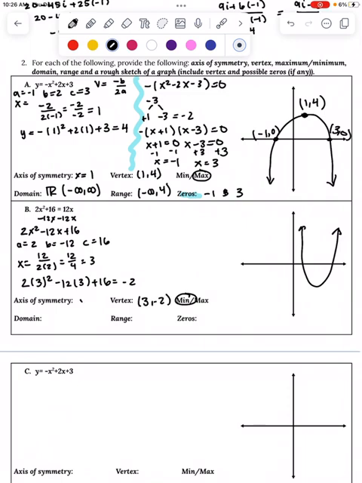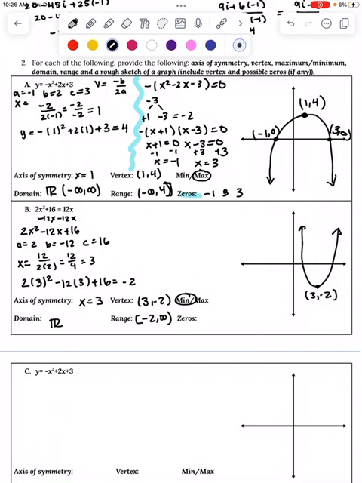I have my axis of symmetry. I know my domain, my range. So here's my vertex, 3, -2. So my range is from, that should be a bracket up there, -2 to infinity. All right, and then I got from my 0.